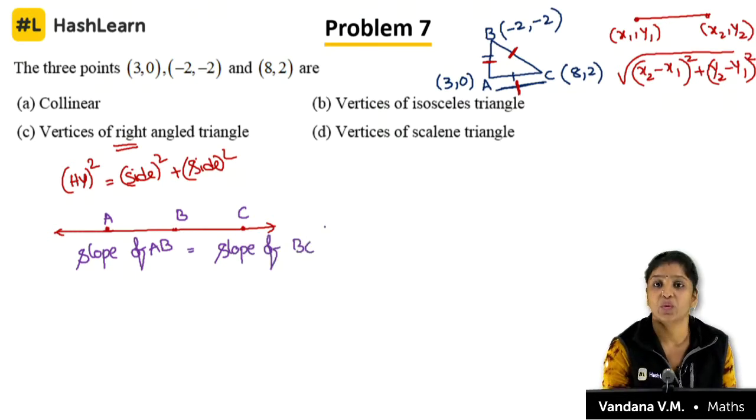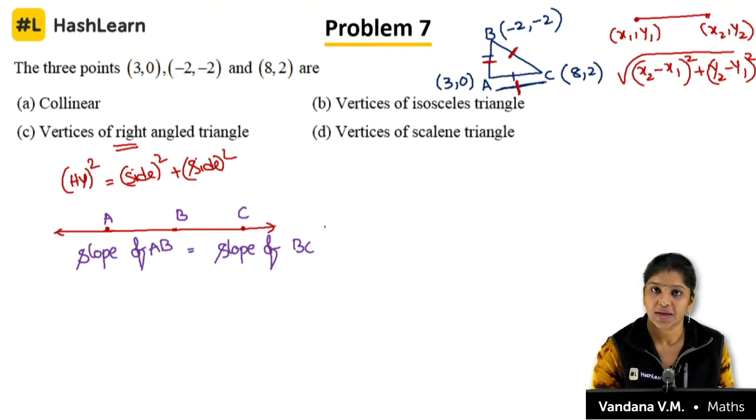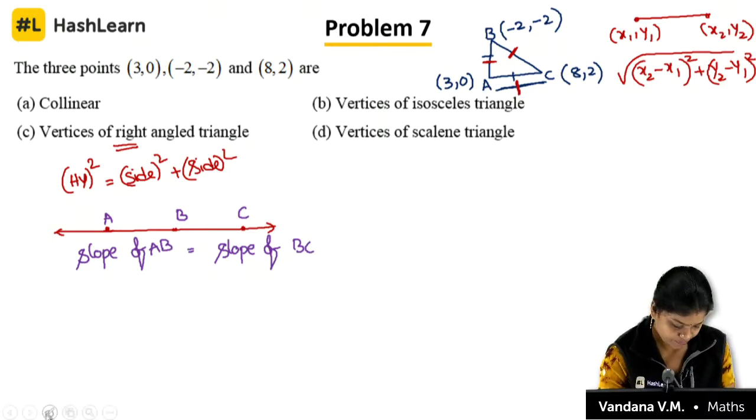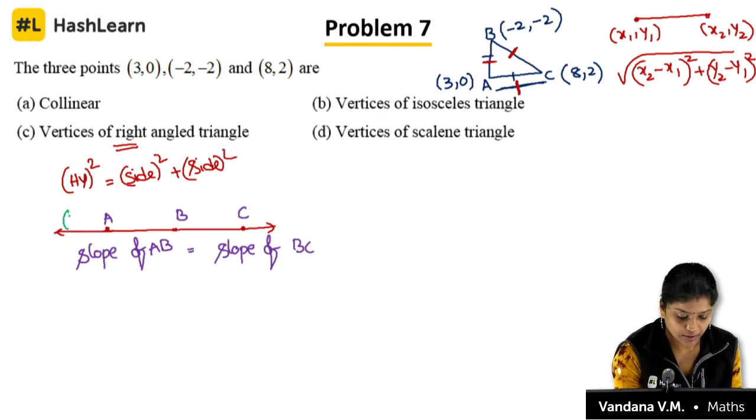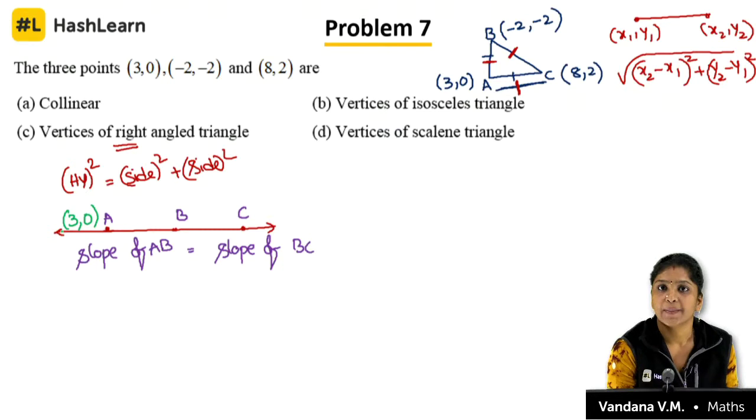So, we don't know which one is correct. So let us start from option A. First find the slope. A is what? 3, 0. B is what?